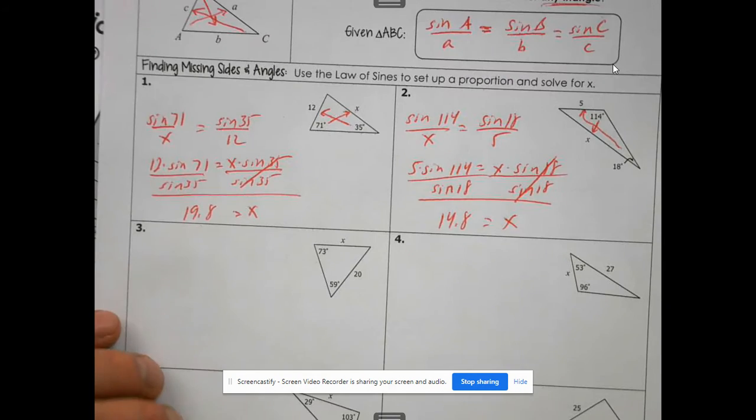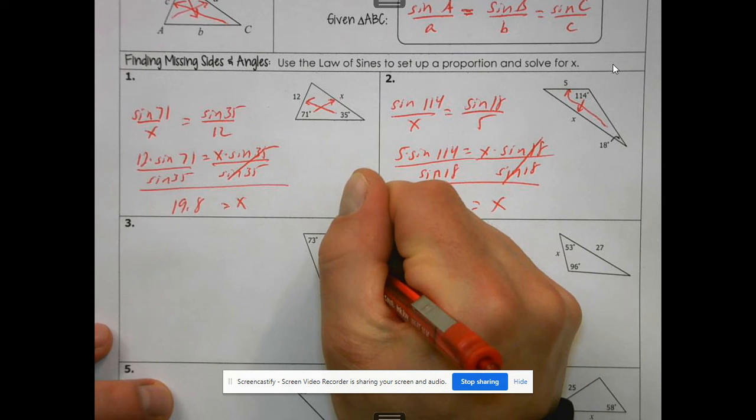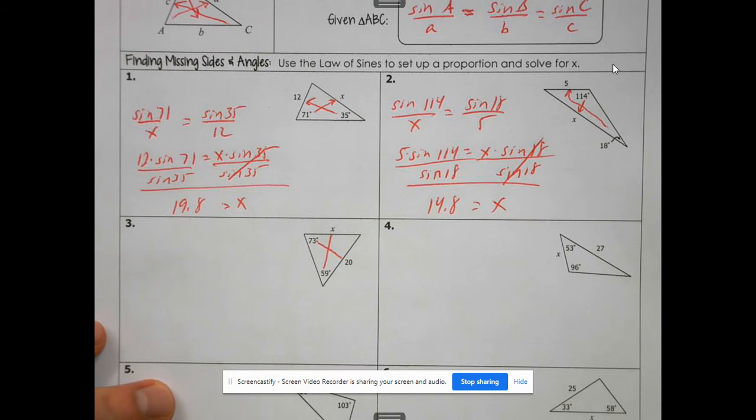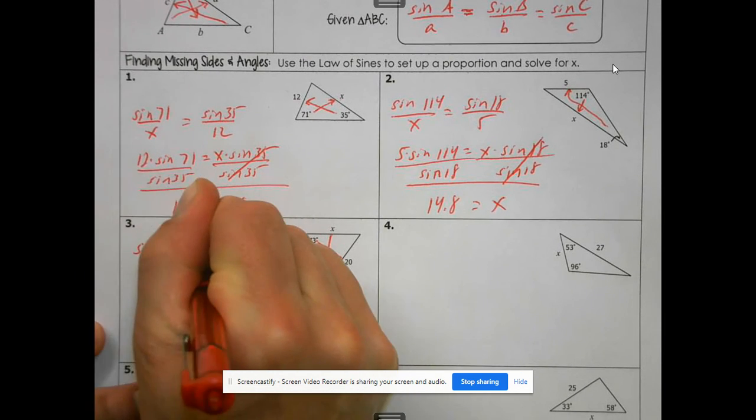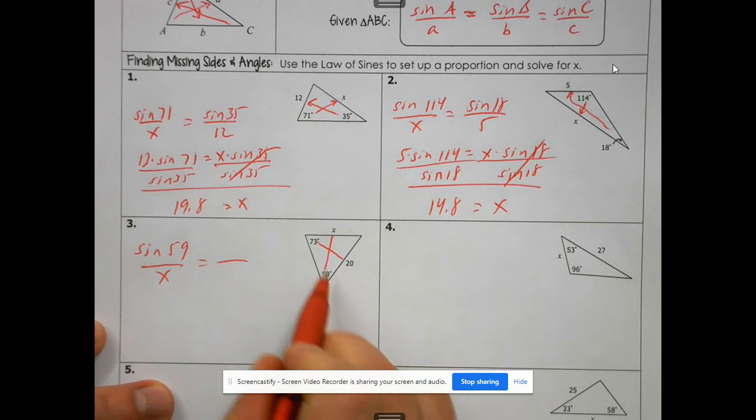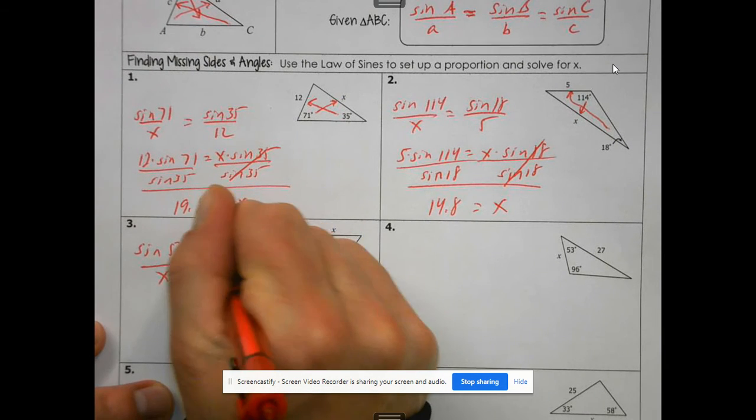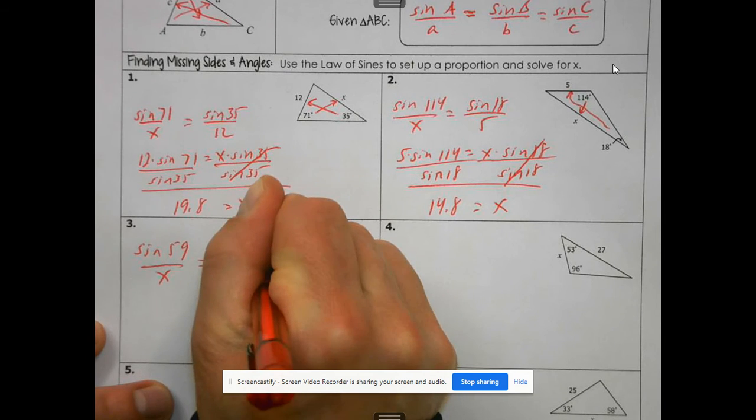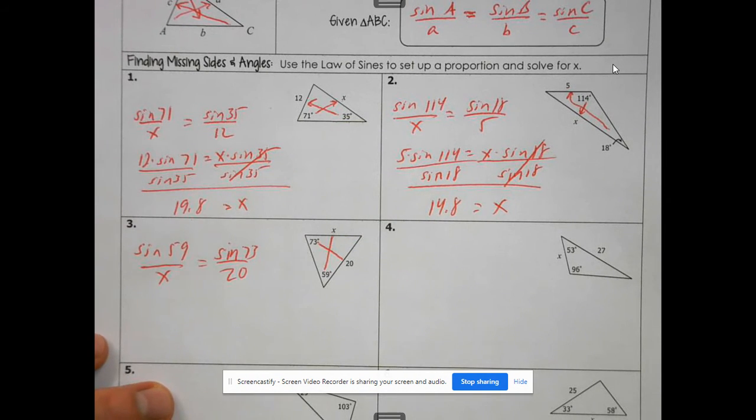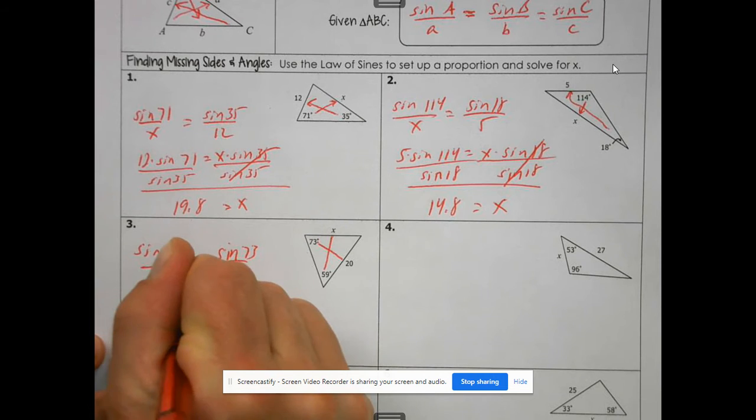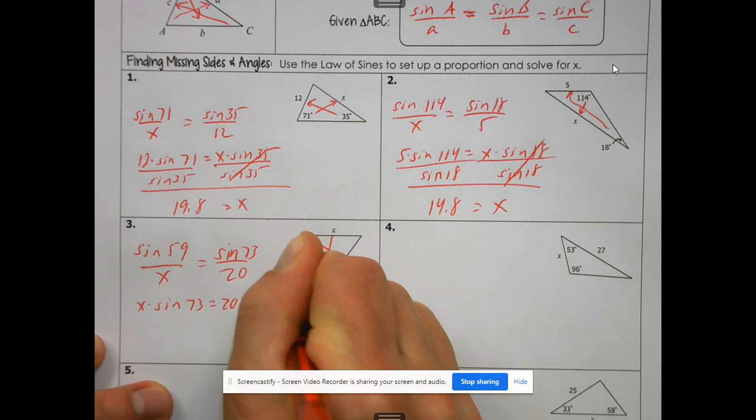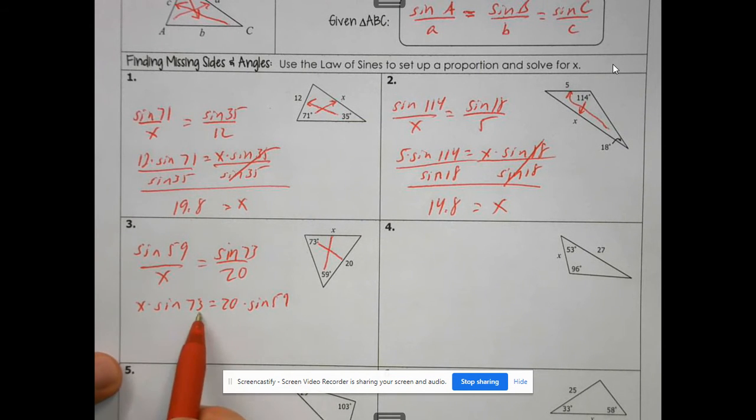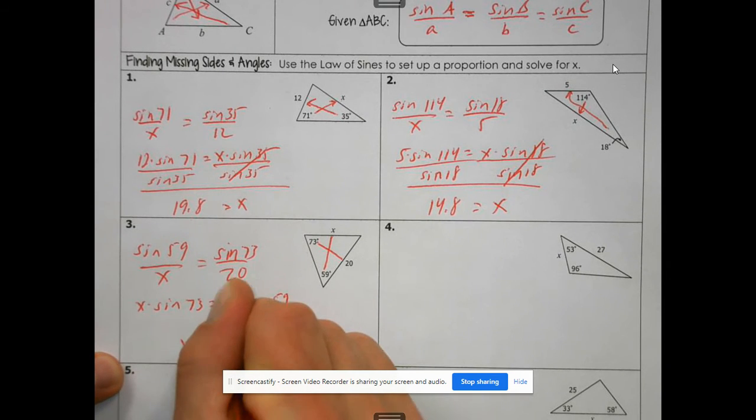Okay, number three. Go a little faster now. These guys match up, those guys match up. Sine 59 over X equals sine 73 over 20. Cross multiply: X times sine 73 equals 20 times sine 59. Divide both sides by sine 73. The answer comes out to be 17.9.